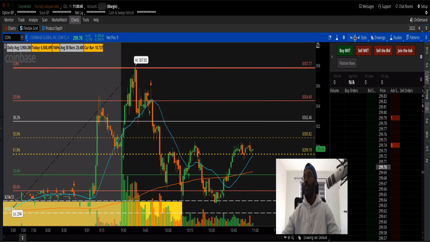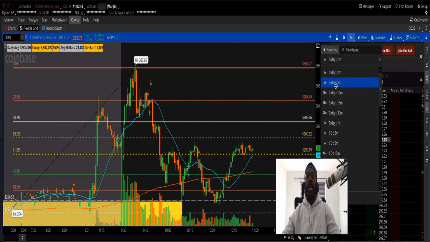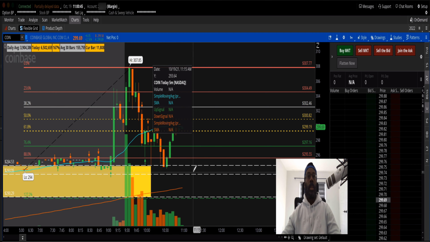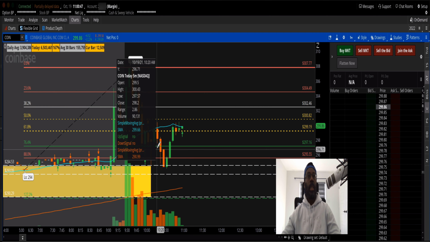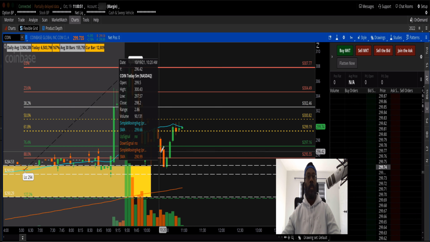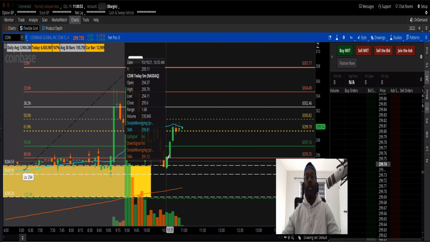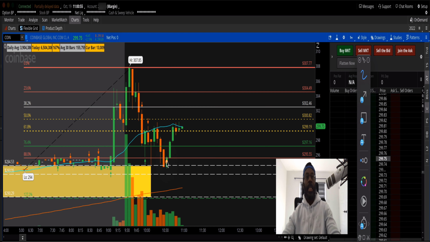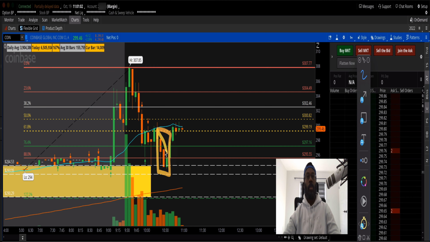Let's go over here to the 5-minute chart and see how that would have developed. That would have been roughly 10:20, so right around here, 10:20 to 10:35. That would have been a nice 15-minute move right here, a nice 15-minute play, quick scalp, bang, right?